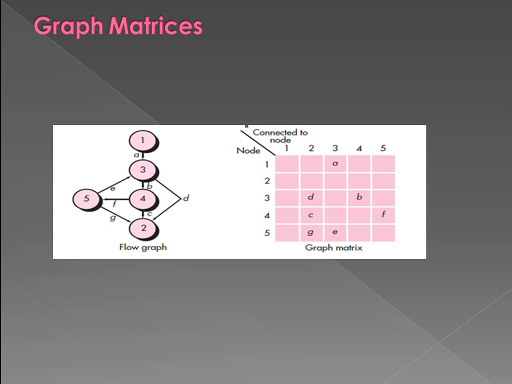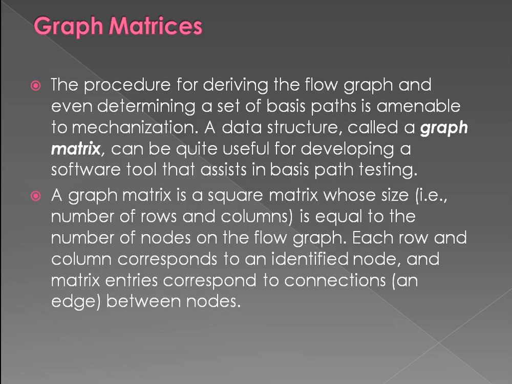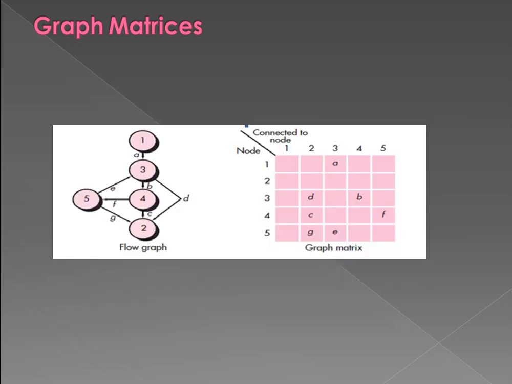So, very simple information: the graph matrix is a matrix which contains nodes and connected nodes. It is an easy way of giving information, a procedure for giving information about what kind of complexity exists in basic path testing. That means how many basic paths there are, which we can easily identify through this graph matrix. This is the small information about graph matrix.